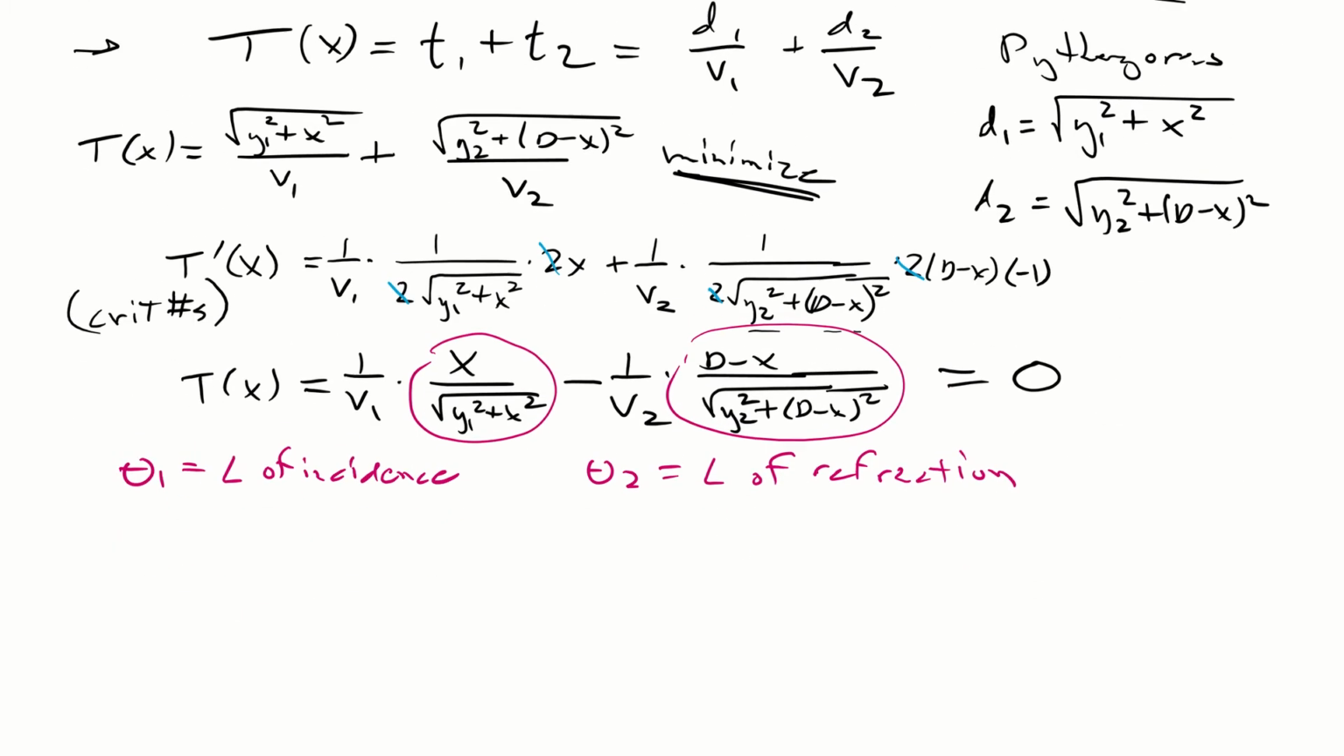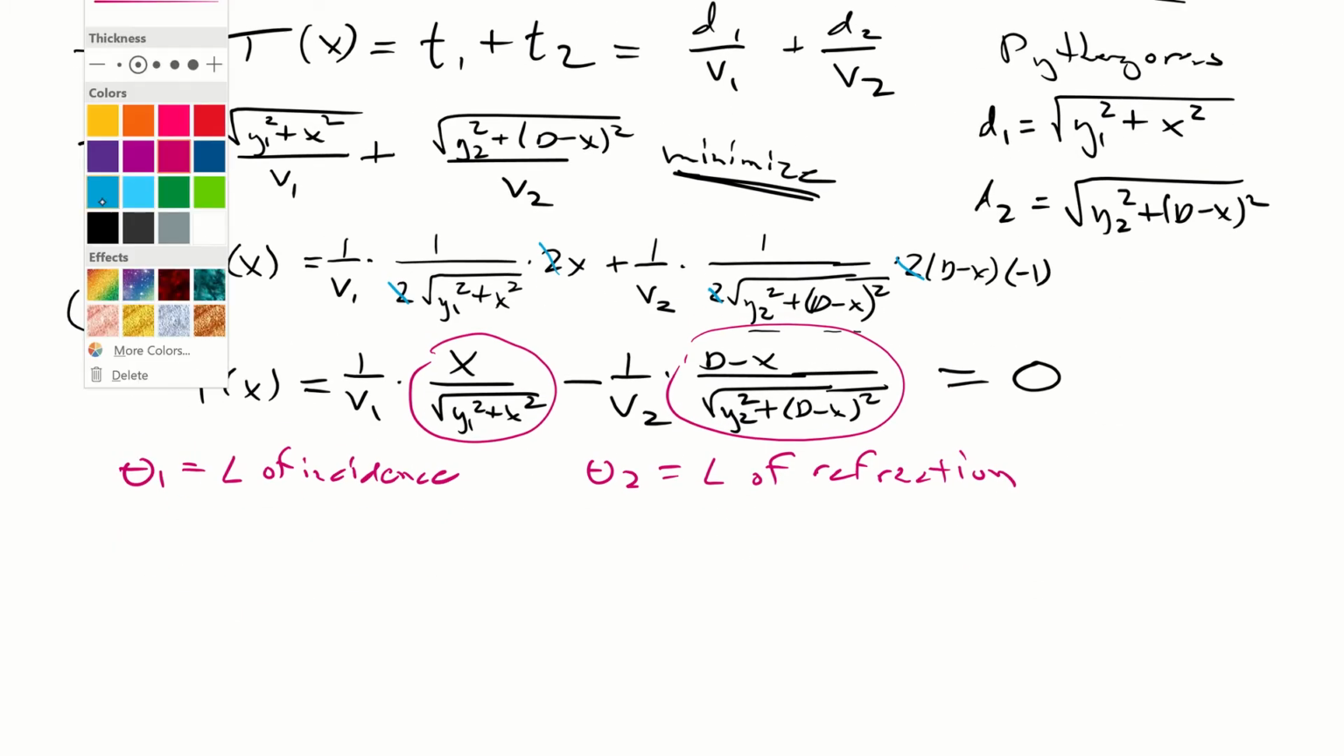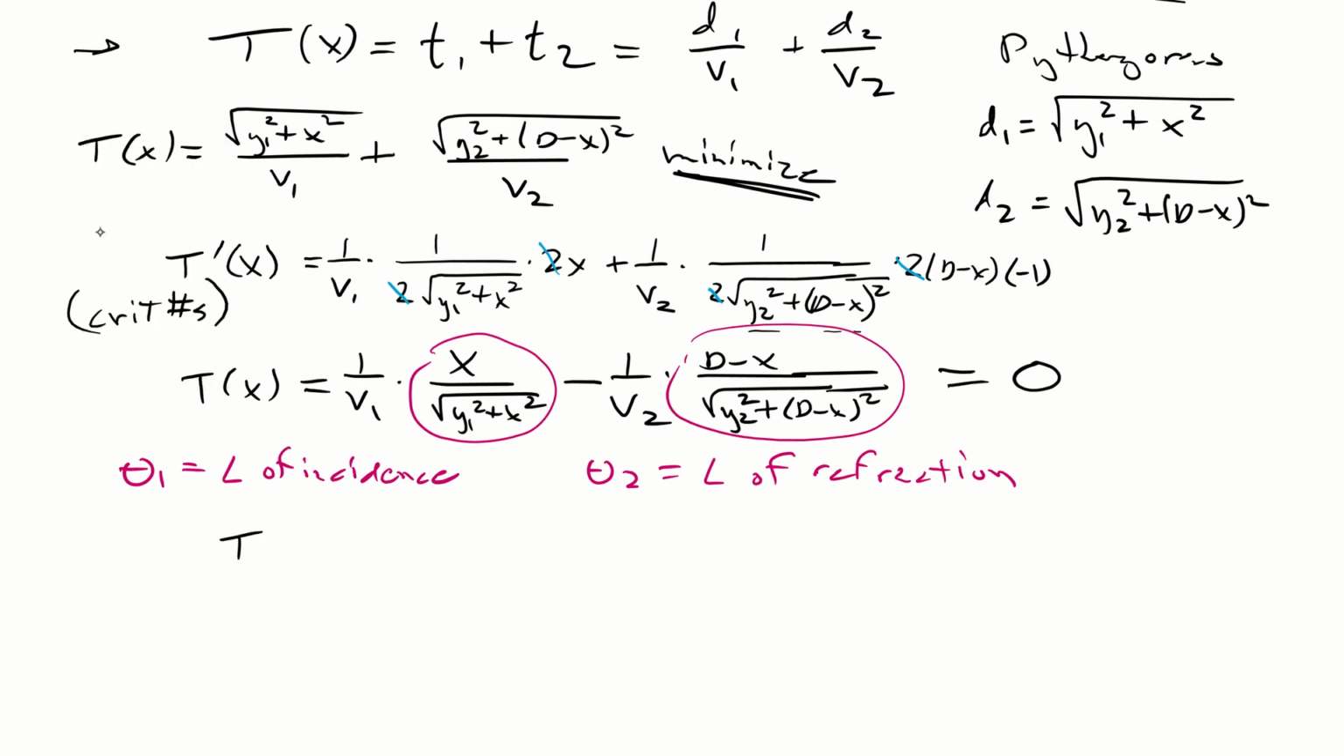It went kind of fast, I'm afraid, when I did that. But what we'll say is the following. t prime of x is really 1 over v1 times sine theta 1 minus 1 over v2 times sine theta 2. I'm sure your physics teacher can do better than I did. And the critical point happens when this is 0.